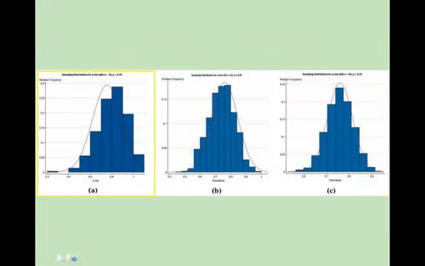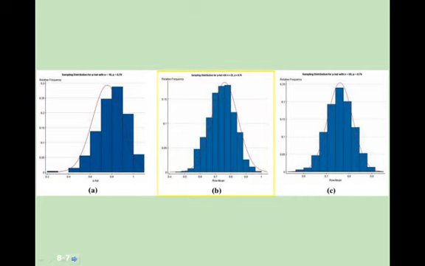Figure A shows a histogram of 2,000 sample proportions from samples of size n equal 10. Notice that the shape of the distribution is skewed left. The mean is 0.76 and the standard deviation is 0.136. Notice that the mean of the sample proportion equals the population proportion.